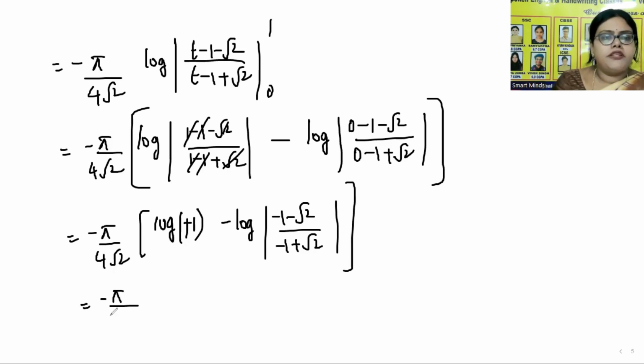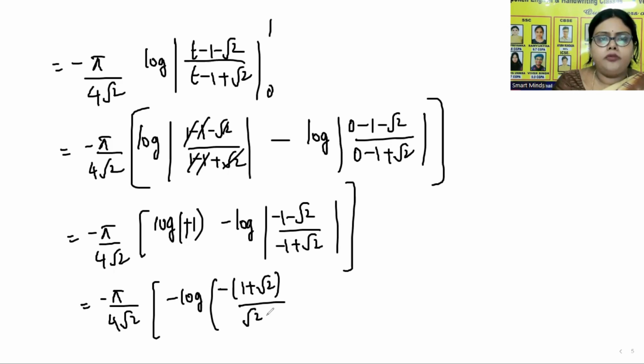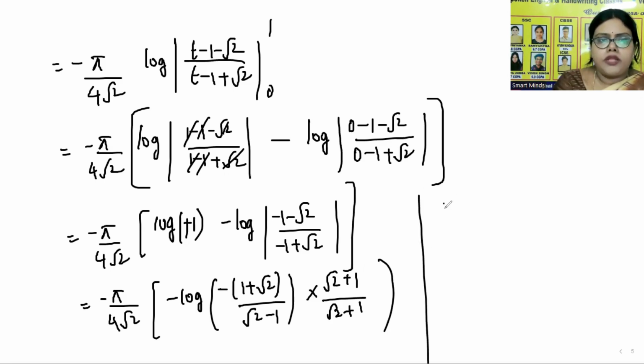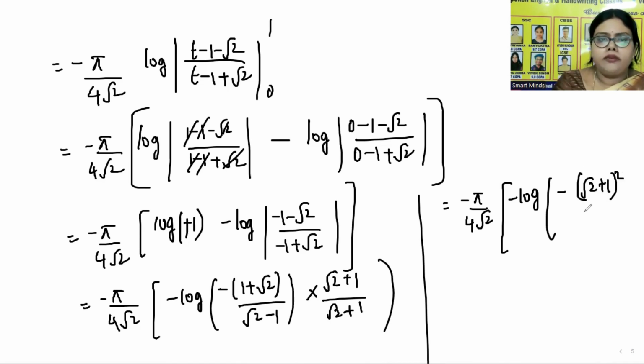So here we get minus pi by 4 root 2 into log 1 is 0, into minus log. If I take minus common, we will get 1 plus root 2, minus common, 1 plus root 2 by root 2 minus 1. Now we are rationalizing the denominator. Root 2 plus 1 by root 2 plus 1. So that is minus pi by 4 root 2 into minus log of root 2 plus 1 whole square by root 2 minus 1 into root 2 plus 1, which is 2 minus 1, that is 1.